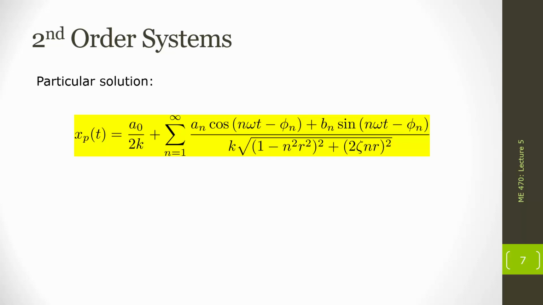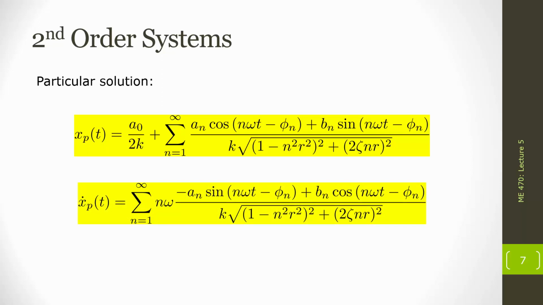We can take this particular solution and differentiate it with respect to time. This will be necessary when we're applying our initial conditions. So our constant term is going to drop out, the cosine is going to go to negative sine, the sine will go to positive cosine, and we're going to have to use the chain rule as well. So this is the time derivative of our particular solution.